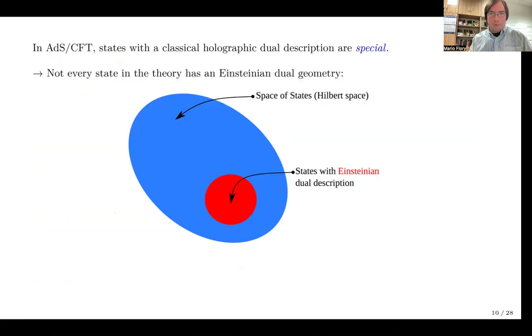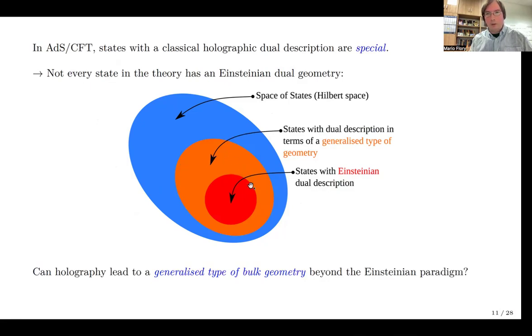So the second motivation for us is that in AdS/CFT, those states of the CFT that have a nice description in terms of a bulk geometry that satisfies Einstein's equation and so on are actually special. They only form a subset of the space of states. So by introducing a generalized notion of geometry, like area metrics, our hope was that we would also be able to apply holographic techniques to a larger subset of the space of states. And so the question becomes, can holography lead to a generalized notion of bulk geometry beyond this Einsteinian paradigm? So this is the motivation that drives us.